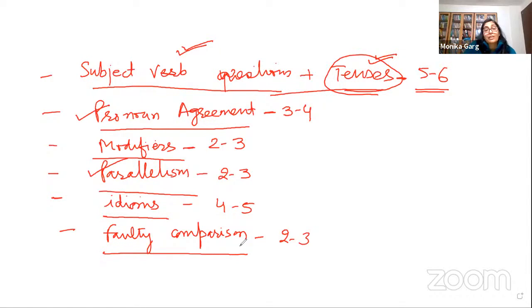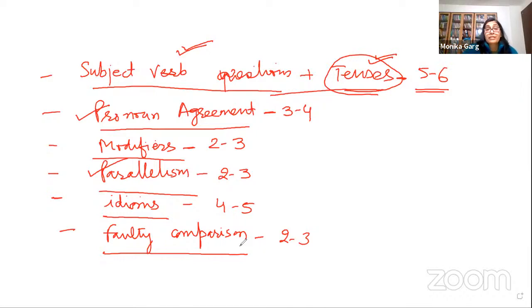Another variety of questions in this topic can be choosing between much or more. So much is uncountable, more is countable, or many is countable. And then choosing between little and less. So little is uncountable, less is countable. And you should also know the difference between a few, the few, and few. All these varieties of questions basically fall into this category called faulty comparison.